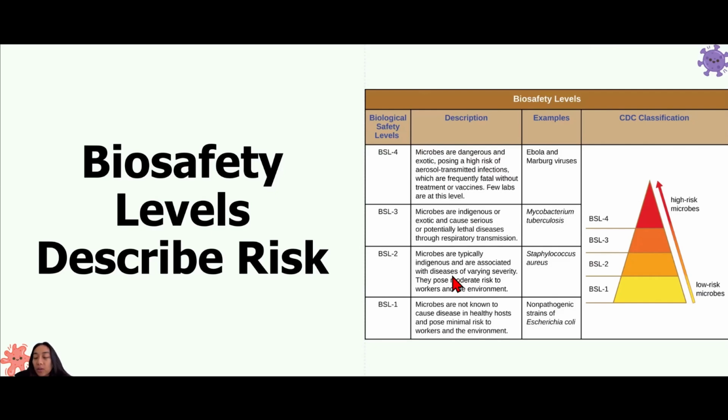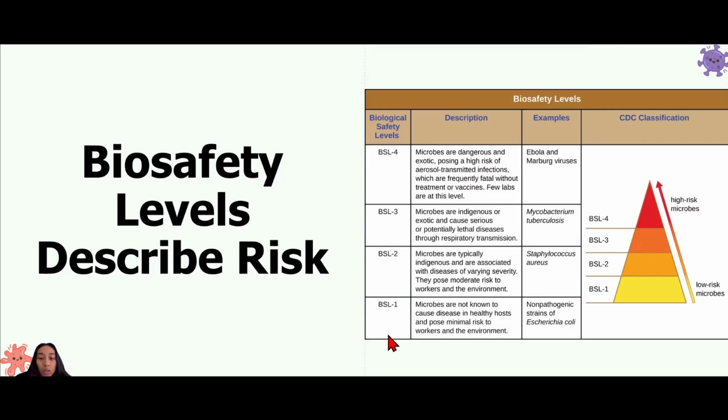Hello, in this video, we're going to be talking about the biosafety levels. So biosafety levels are a way for us to categorize and describe microbes based on how much risk it is to work with these microbes in the lab. So hypothetically speaking, if you were working with a microbe in a lab, it's going to have a certain biosafety level, which describes how risky it is.